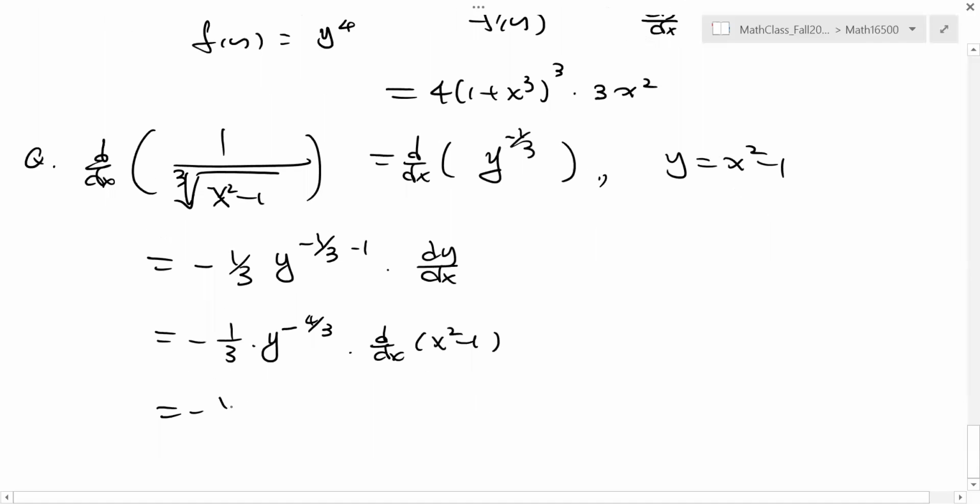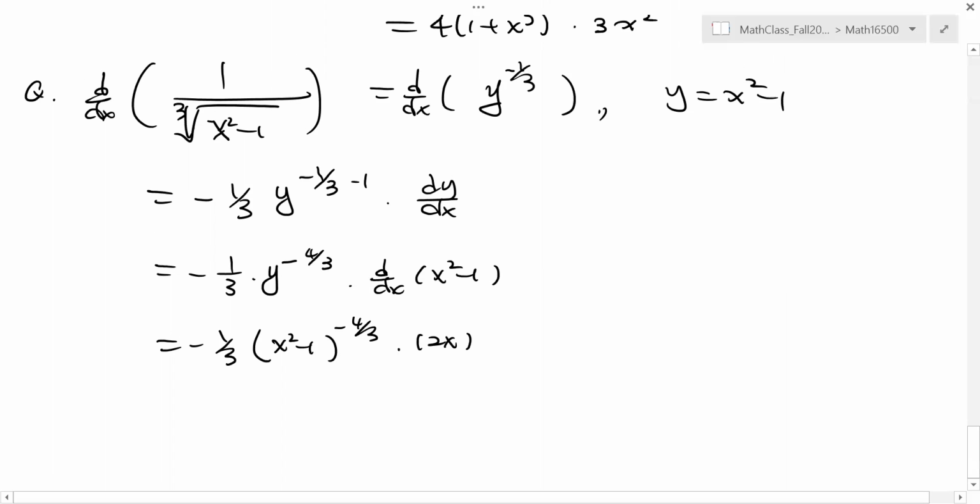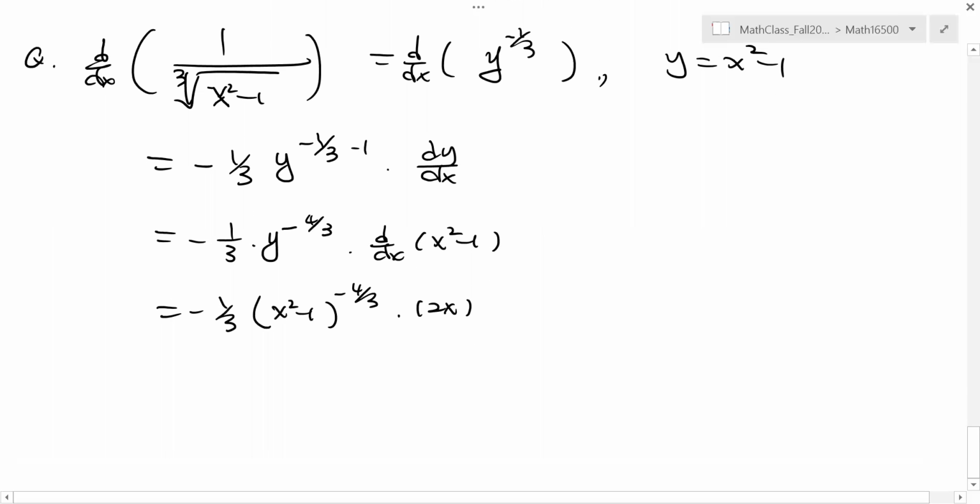So let's write down the details. It is going to be x squared minus 1 to the negative 4/3, and here's 2x, and you solve the problem. What I want to say is that you don't need to introduce the variable y here. You can do this directly, as long as you still use the chain rule in some way.